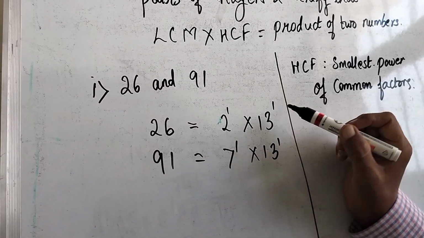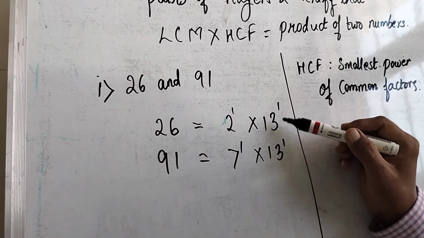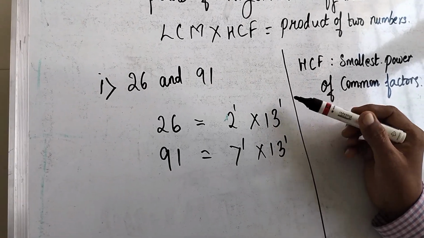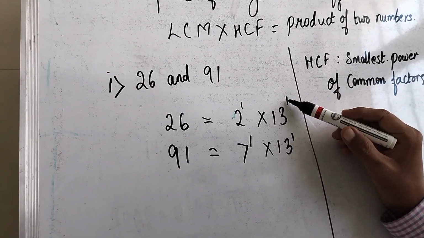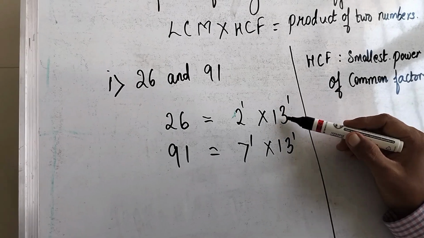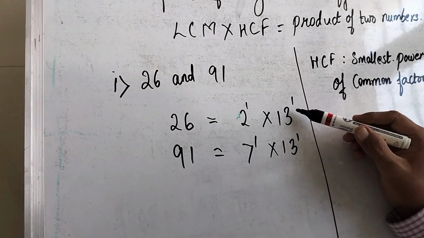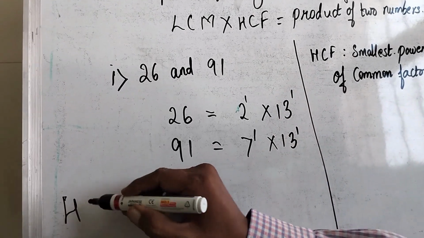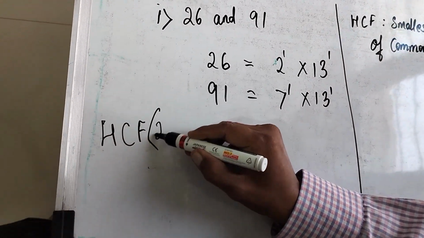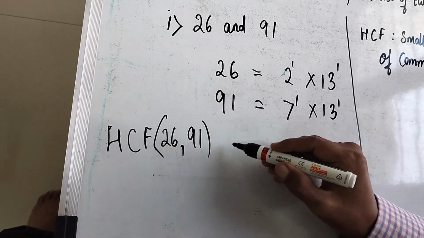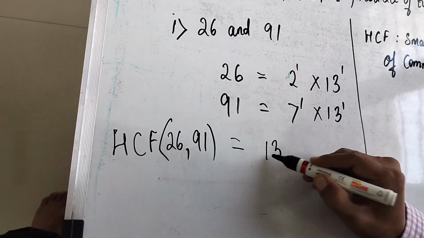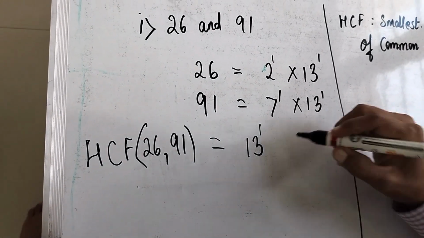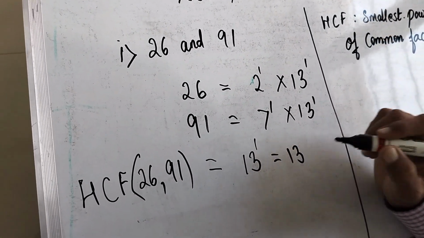The smallest power of the common factors. Now common here is only 13, and in both the cases the smallest power is 1 only. If it was 2 and 3, we would have taken 13 raised to 2. Here only 1 is the power in both cases. That is why our HCF of 26 and 91 is the common factor 13 raised to the smallest power, that is 13 raised to 1. So our HCF is 13.